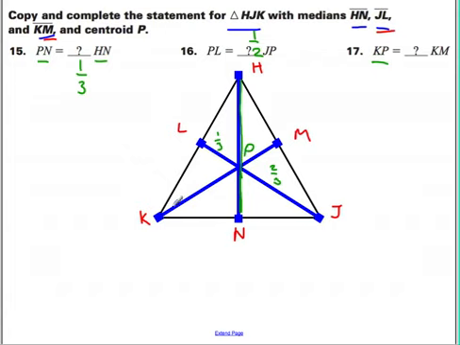KP. KP is right here. KP compared to KM is going to be 2/3 to the 1/3. KP is 2/3 of the whole thing. So it's going to be 2/3 right here. So we have a 1/3, we have a 1/2, and we have a 2/3. We're playing with fractions. Sweet.